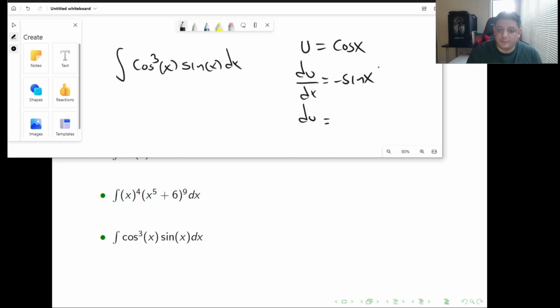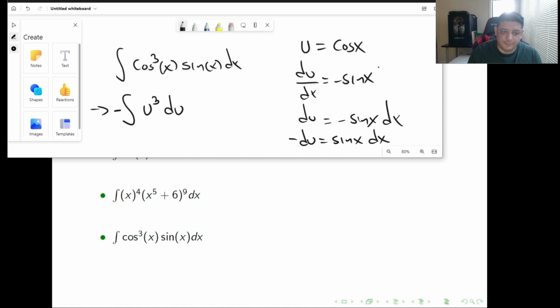So now du is minus sine of x dx. And I don't have the minus over here, so I can just transition that to the other side. And minus du is sine of x dx. Now, with that, I can transform this into minus, from this minus over here, u cubed, and sine of x dx becomes the du. Then I can use the power rule over here, and this becomes minus u to the 4 over 4 plus c. And then the last step again is to transition to the original variable.